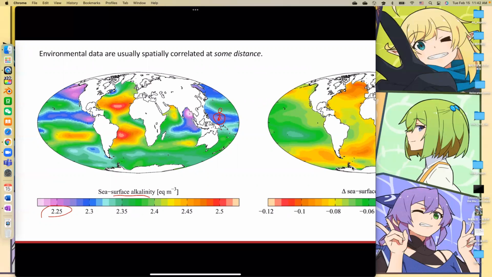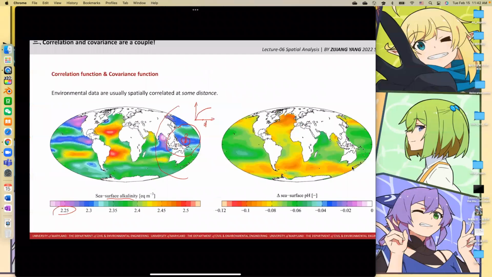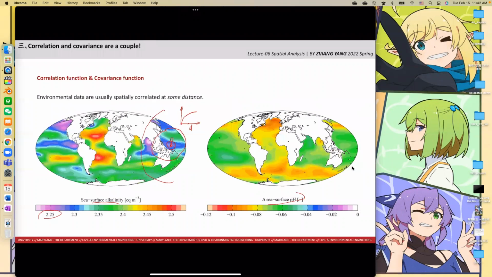But if I walk around at relatively large distance, it could be high, it could be small, it could be high. And if you make this even larger, again, it could be high, could be low, could be high, could be low. So the variance increases. Intuitively, it will be something like this. As the distance increases, the variance of the alkalinity between me and that place will increase. And this is the same for this one. So for most of the environmental data, they have this relation.